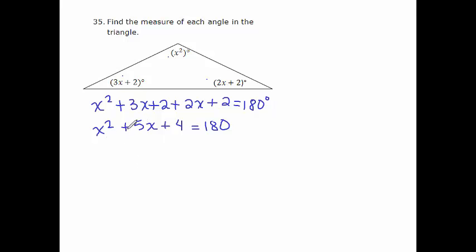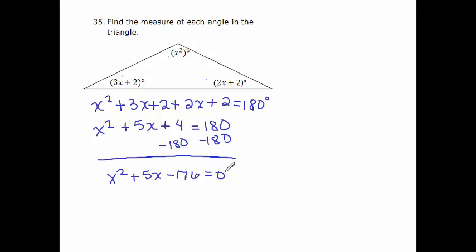And since I see I have a quadratic equation, I'm going to get everything on one side of the equal sign and just have 0 on the other side. So to do that, I'm going to subtract 180 from both sides. So I have x squared plus 5x minus 176, and that is equal to 0. When we have a quadratic equation, you can factor or use the quadratic formula to solve. Whenever we factor, we are looking for the factors of negative 176 that add together to give me positive 5.